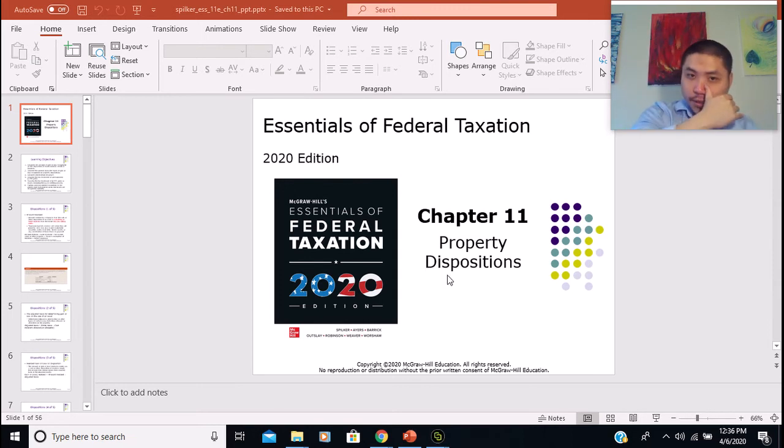All right. So let's start with chapter 11. Chapter 11 talks about property disposition. So last time we talked about how we recover the cost of acquiring a property, or an asset. So now we continue our discussion. It's like a flow. So now, in case some taxpayers want to sell their asset, then what's going to happen? So that's why we talk about property disposition today. All right, so let's start.